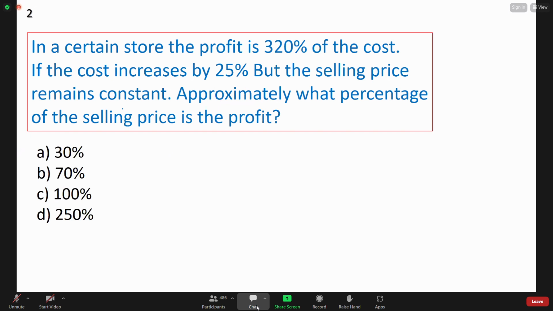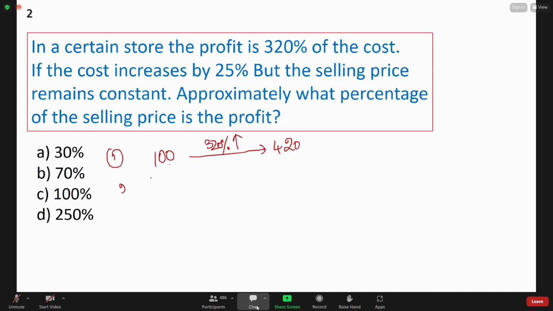So let us take the cost of that product as 100 rupees. And he's saying the profit is 320%, right? So if the profit is 320%, 320% of 100 is 320. So the selling price would become 420, right? This is the first point. Second point.